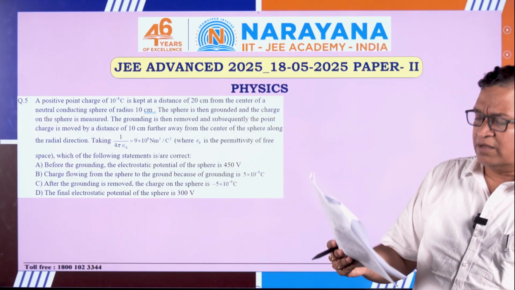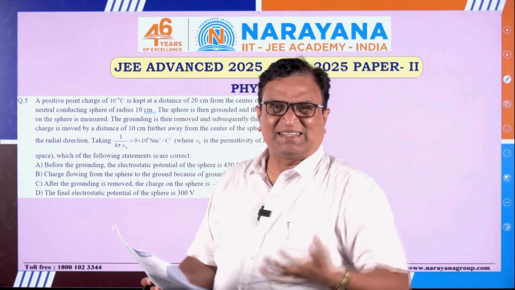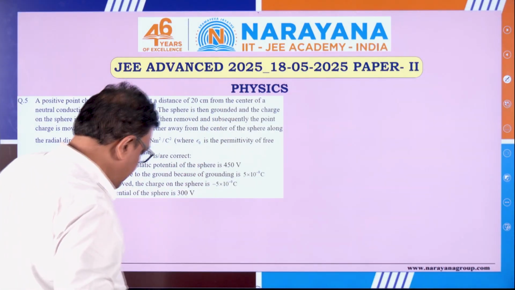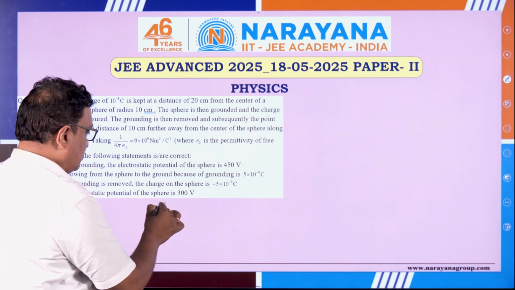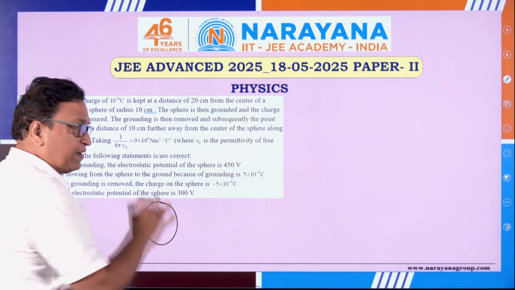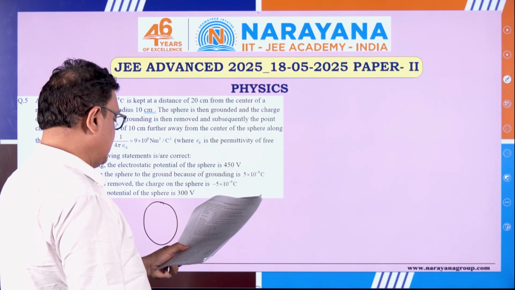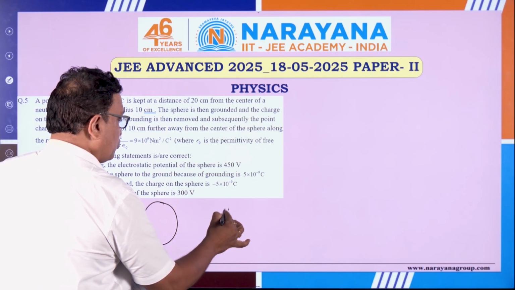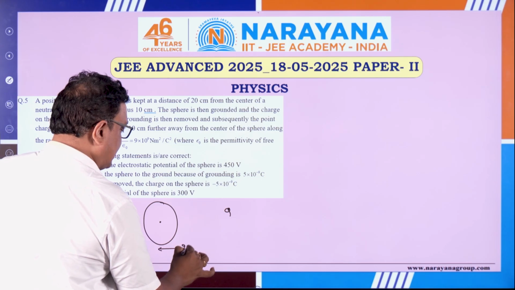What is happening in this question? Let me work step by step. Multi-correct answer, remember. Now see, I am taking the arrangement as, here is your conducting sphere, in fact. And you have the charge here, Q, and this distance is technically 20 centimeters.